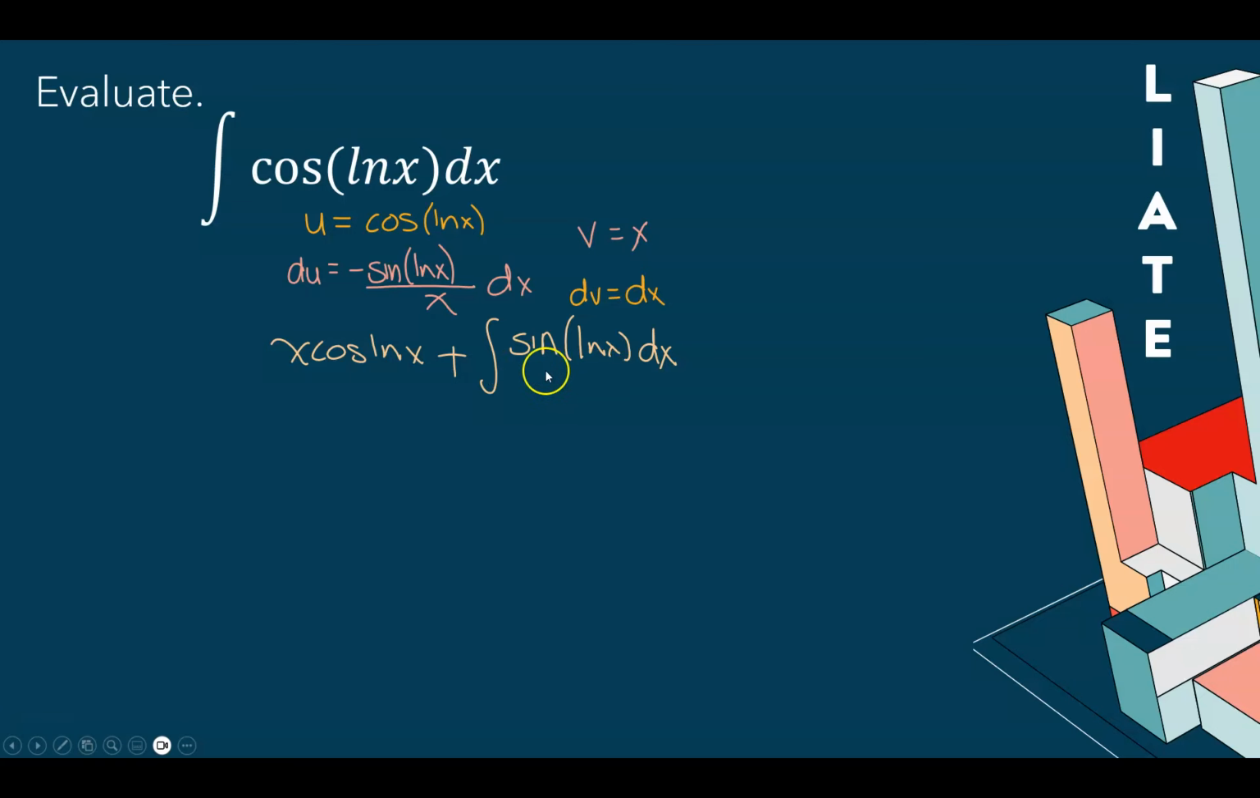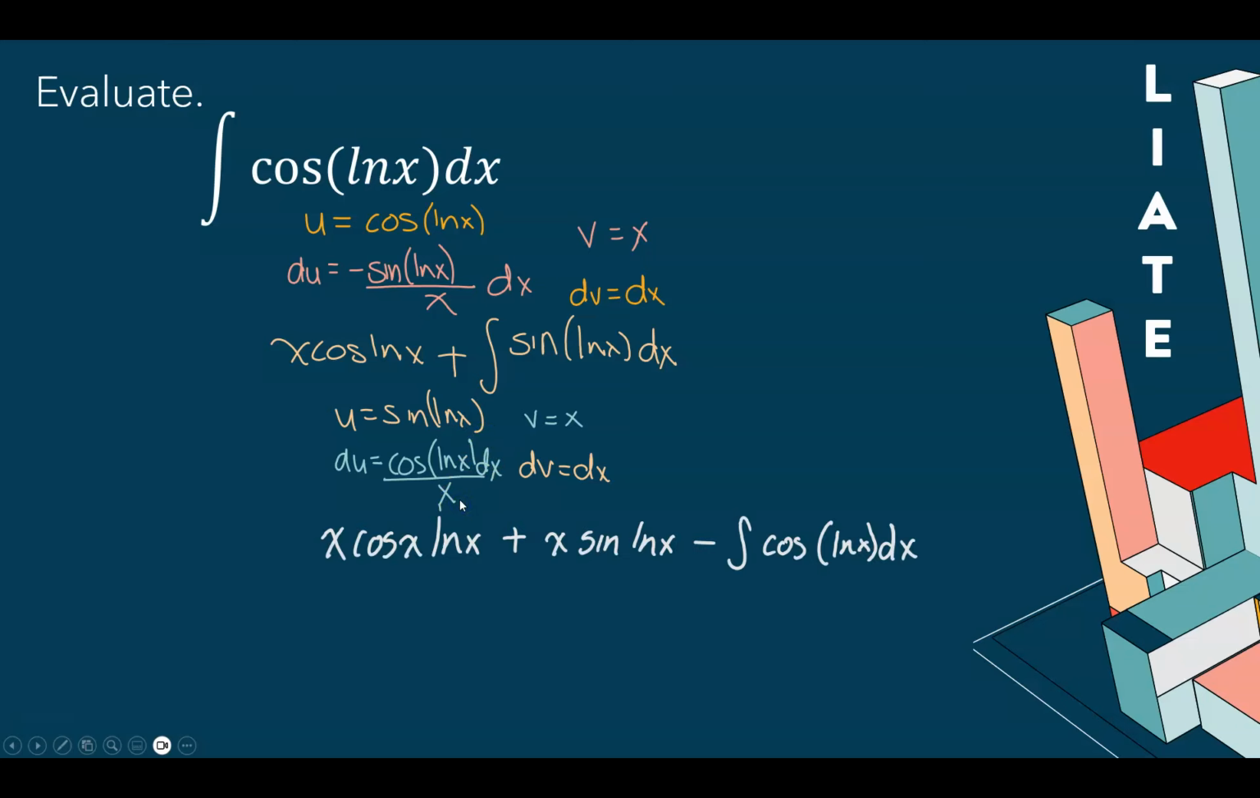And then when you look at sine of natural log of x, you think, well, that's pretty much that same form we had at the beginning. So I guess we do u substitution again. And in this case, u again is going to be the only real big chunk, sine of natural log of x. And then dv is dx. So v is equal to x, and du is derivative of sine is cosine, still of natural log, chain rule 1 over x.